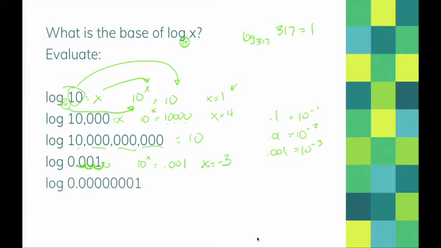So then 0.00000001. 1, 2, 3, 4, 5, 6, 7, 8. That's going to be negative 8.